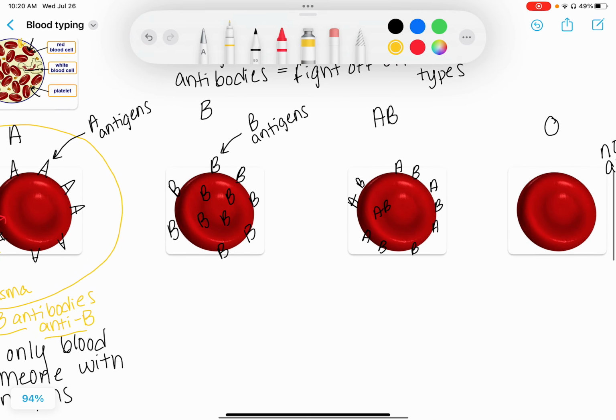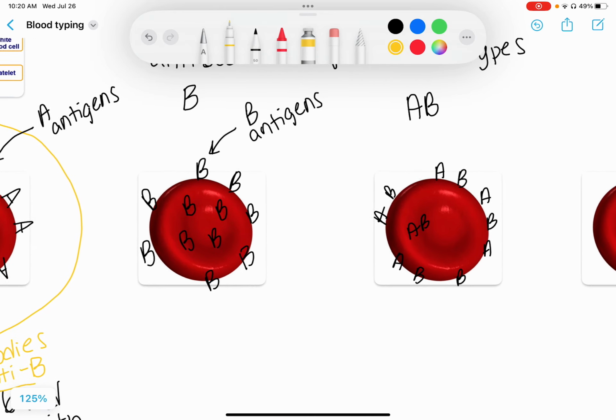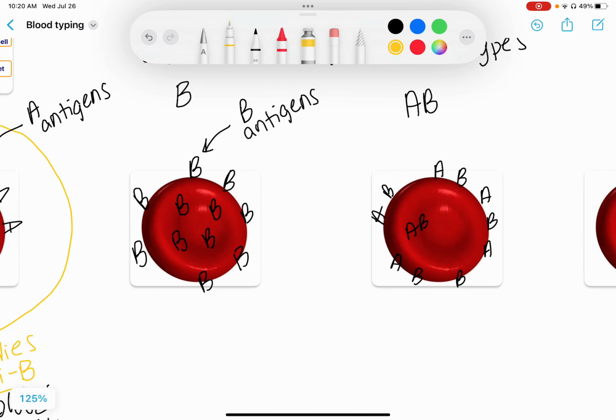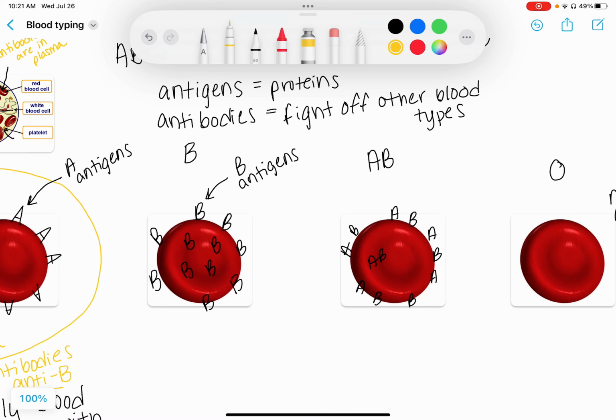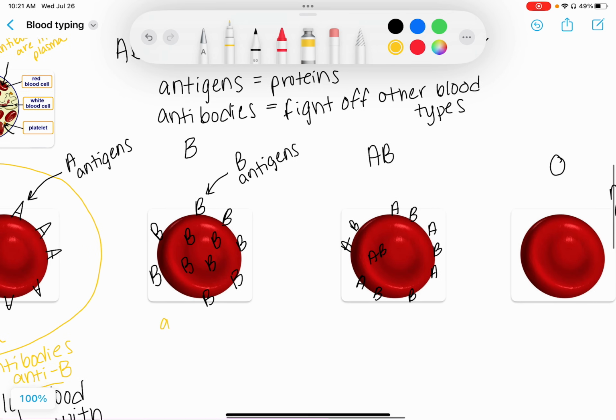Okay, so let's look at B blood. B blood has B antigens, so that means they can only take B blood type. What does that mean for B blood? It means that they are going to make A antibodies. So if this person with B blood was given A blood, their body has these little fighters, these little antibodies, waiting to attack A blood.